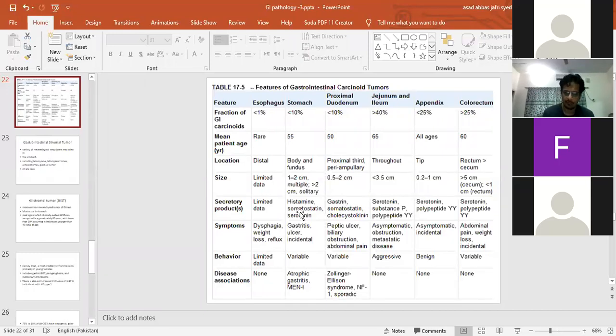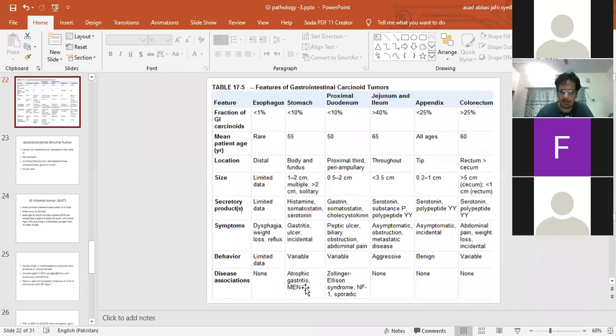They may be associated with release of histamine, somatostatin, and serotonin. The symptoms include gastritis and ulcer formation, especially if they are associated with histamine release, or rarely if they are associated with gastrin release. The behavior is variable. Generally, the larger the size, the more the chances of them behaving in a more aggressive fashion. And as they are tumors of the neuroendocrine system, they are associated with MEN1 syndrome and atrophic gastritis.